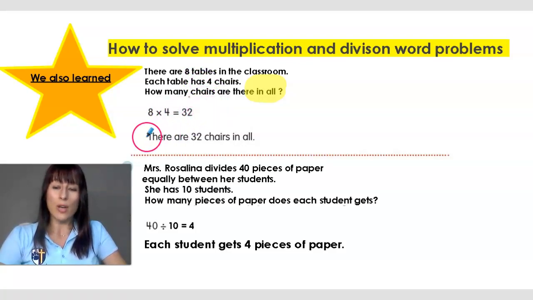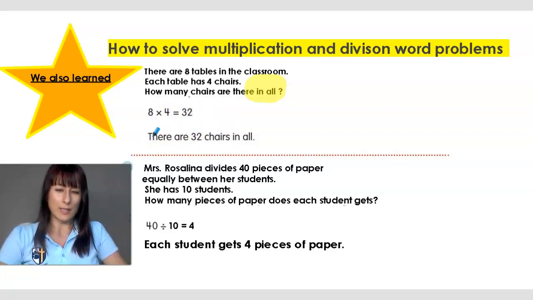Great job. Now, you have to remember to always put that answer into your sentence. And you read that to yourself. There are 32 chairs in all. It's very important that you don't just fill it in and not read the answer, because guess what? What if you would decide to do division in this problem? And you would say 8 divided by 4 equals 2. Then you're going to put that in your answer. There are 2 chairs in all.